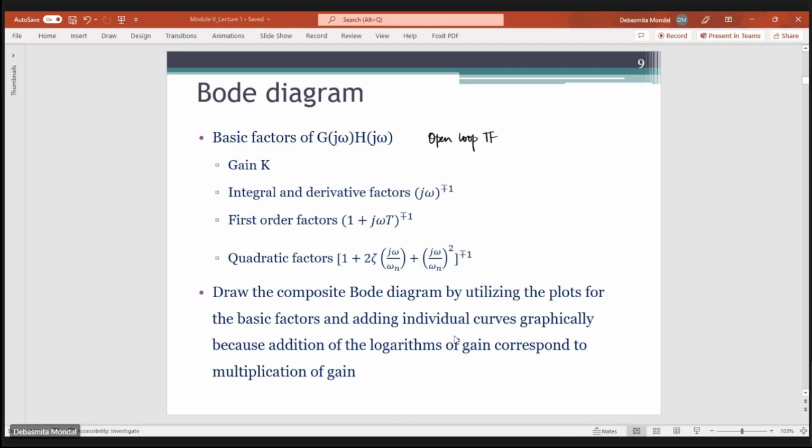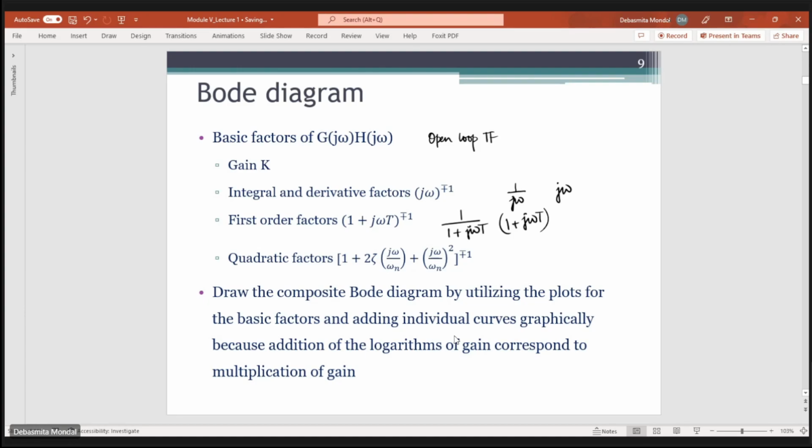No, ma'am. Okay. So basically for this Bode diagram, you should know the basic 4 factors. Let's say you have an open loop transfer function given by G(j omega) H(j omega). There can be 4 basic factors. One is a gain of K. It can have integral or derivative factors: the integral factor will be 1 by j omega and the derivative factor will be j omega. Then they can have first order factors, which can be 1 plus j omega T and 1 by 1 plus j omega T, and there can be quadratic factors.